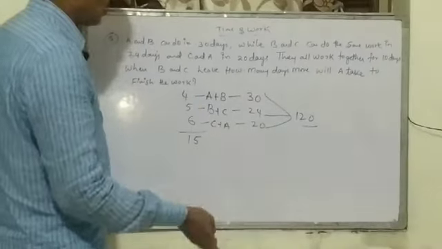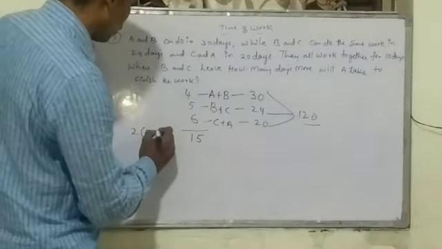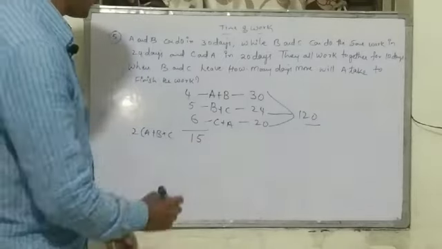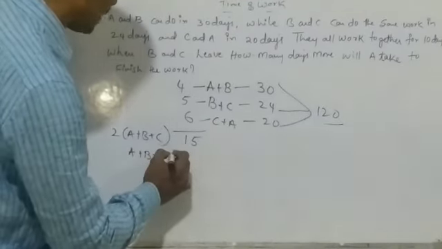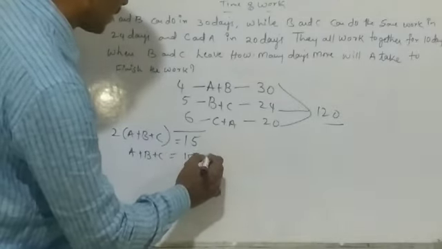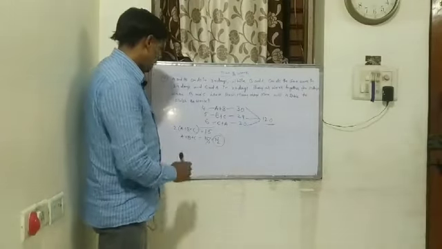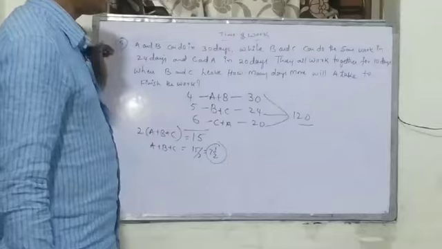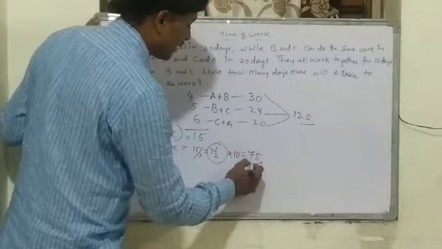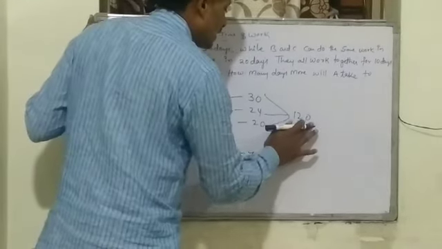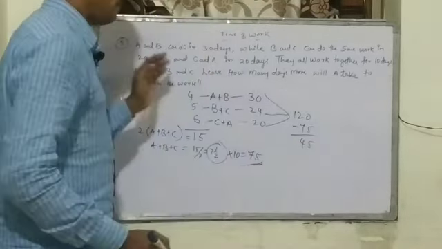Here, observe that there are 2 A's, 2 B's, and 2 C's. So this 15 production comes from 2A plus B plus C. So A plus B plus C's production is 15 by 2, which is equal to 7.5 units. Every day A plus B plus C produce 7.5 pieces, and they worked for 10 days, so they produced 75 pieces. We have to remove these 75 pieces from the 120, so we get 45 pieces to be made by A.